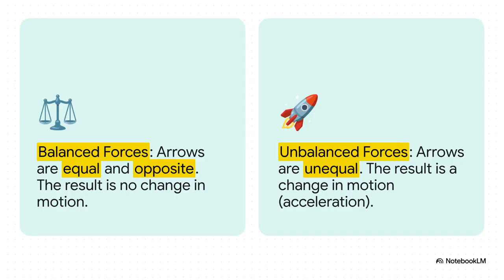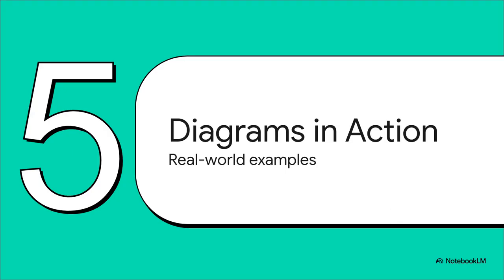This chart just lays it out perfectly. Look at the arrows. If they're equal and opposite, the forces are balanced and there's no change. But if those arrows are different sizes, the forces are unbalanced and you know something is about to change. It's like a visual cheat sheet for predicting what's going to happen. All right, enough theory. We've got the tool, we know the rules. Let's put this superpower to the test and see how it works with some everyday stuff.